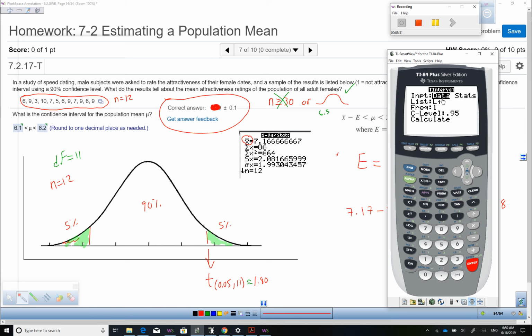Keep it here, highlight data, don't go to stats here. Make sure you have L1 for list. Frequency, leave it like this. Confidence level is 90%, so let me edit that, 0.90, and press calculate. Okay, what you get from the calculator is on the top part of this screen. That is the confidence interval. If you round it up to the first decimal place, you will have these numbers. Okay, so that's how you do this problem with the shortcut on the calculator.